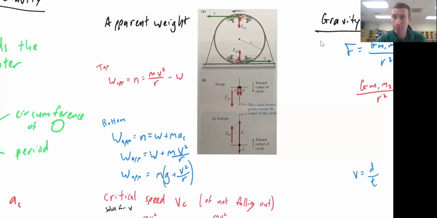Chapter 6, Part 2. Continuing our look at orbits and circular motion, let's start with circular motion around a roller coaster.